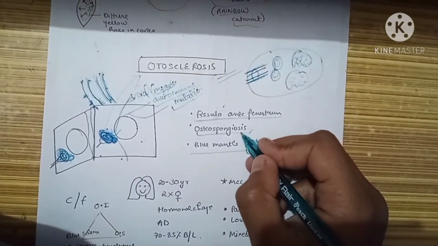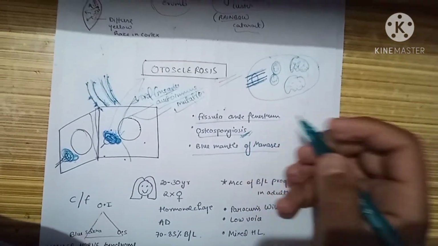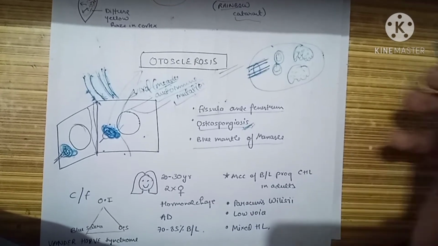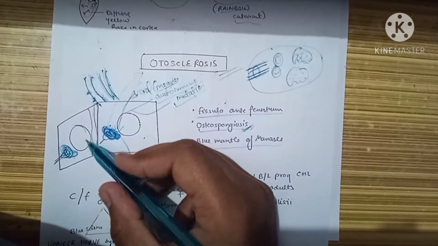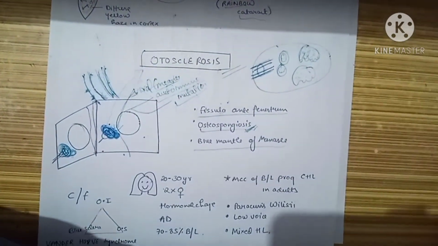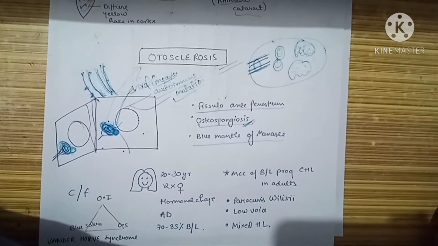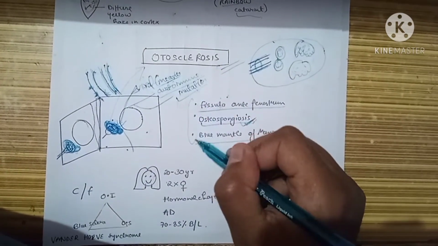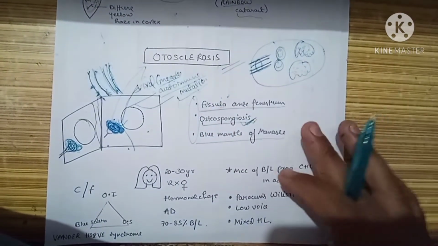Now what is osteospongiosis? This is the phenomenon that due to repeated modeling and remodeling, the bone in this area becomes spongy and immature, and this is what is known as osteospongiosis. So these three phenomena are seen in the case of otosclerosis.